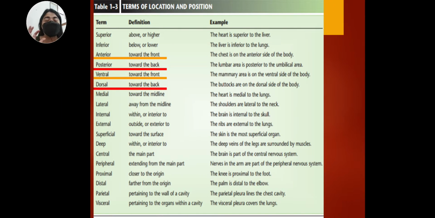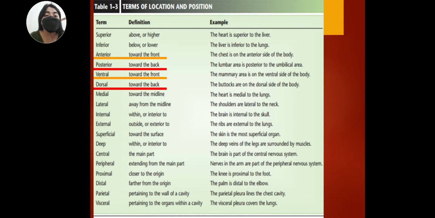For example here, I will be standing my heart, this is your heart, then this is your liver. Okay, so as you can see, this is your liver, and this is your heart. So literally, your heart is above your liver, or your heart is higher than your liver. Now, we're talking about position. The heart is higher than the liver, or the heart is superior to the liver. Okay, naintindihan?